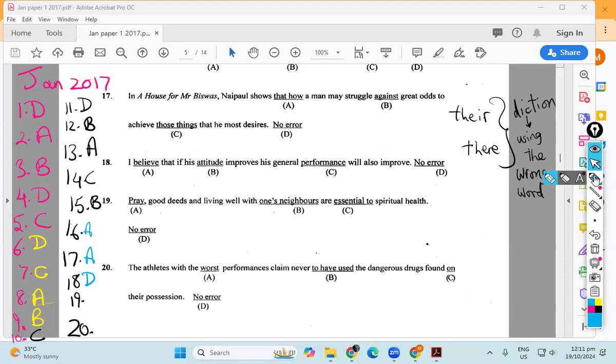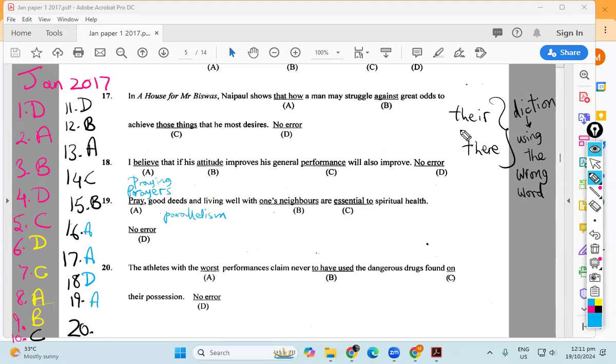19A, right. It should be praying, or it could be prayers. I think praying might work too, right? I mean, what they're looking for is nouns. Noun, noun, noun. So this is a parallelism error. You have a list. You need to say these three things in the same grammatical structure, right? So 19A.